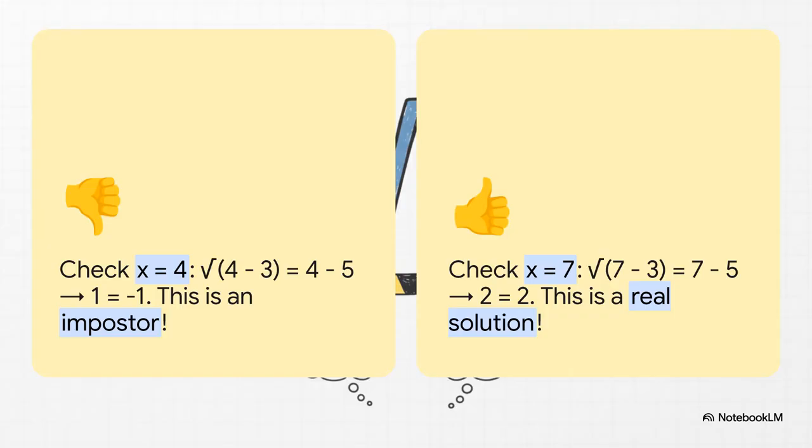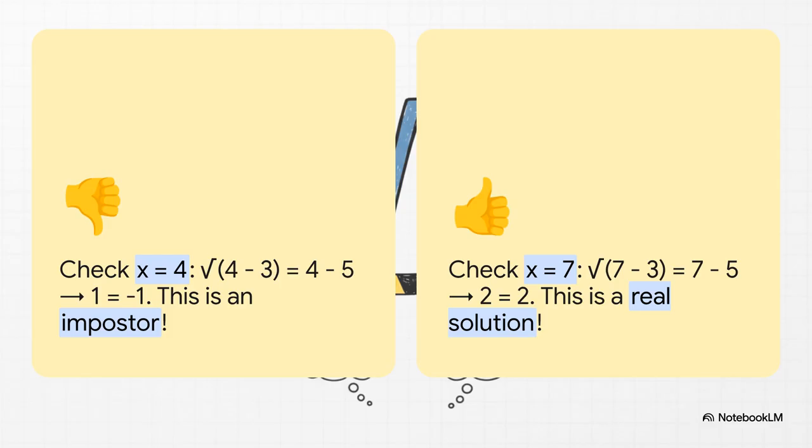Okay, first up for interrogation, x equals 4. Let's plug it in. On the left, we get the square root of 1, which is 1. Simple enough. But on the right, we get 4 minus 5, which is negative 1. Wait a minute. 1 does not equal negative 1. Busted. That is an imposter.